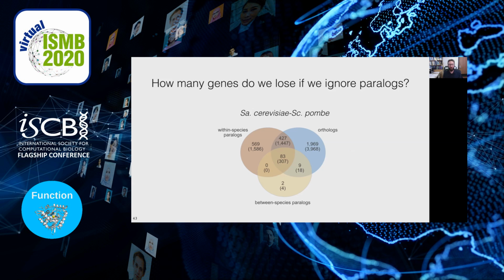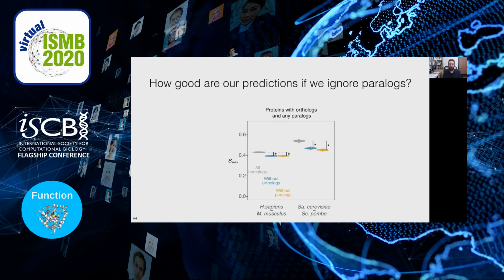How does that affect our predictions? So we can do an analysis where we ask how good are our predictions with all homologs, how good are our predictions if we remove orthologs, and how good are our predictions if we remove paralogs. So you can see here for both species comparisons, if we remove either orthologs or paralogs, our predictions suffer. And they suffer about equal amounts.